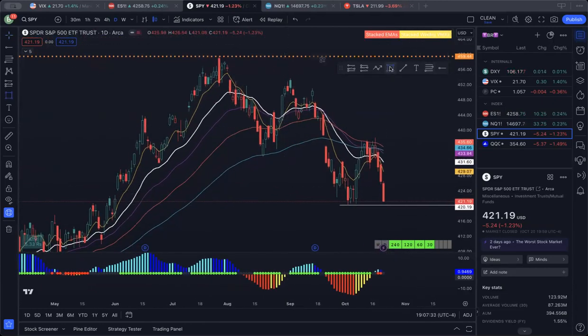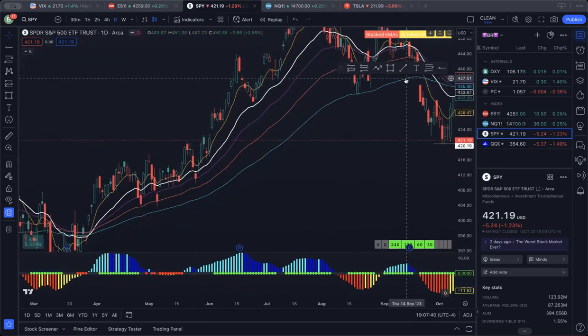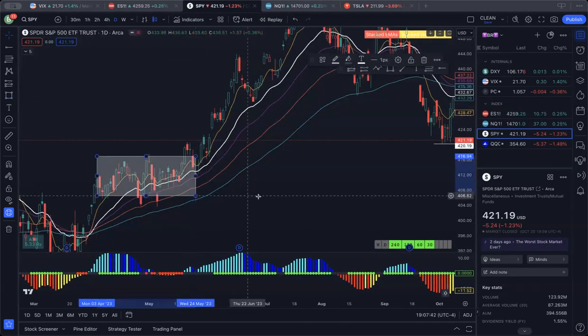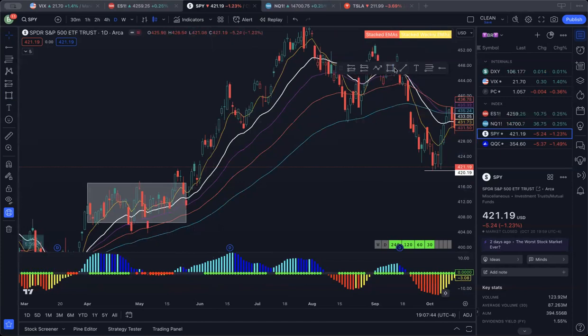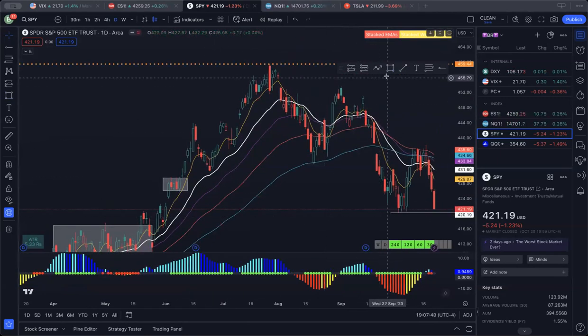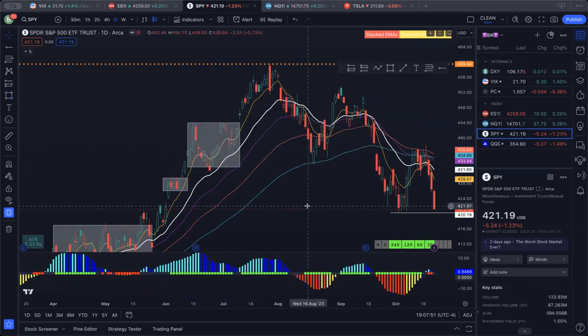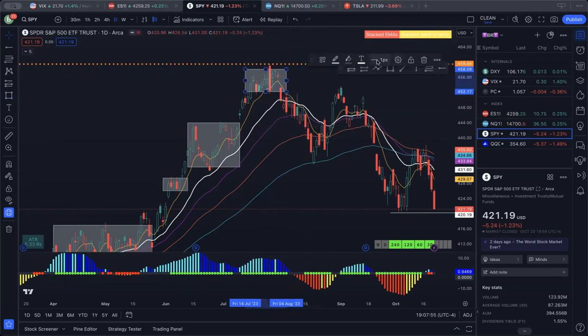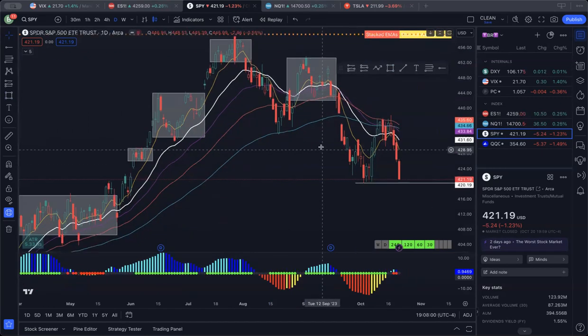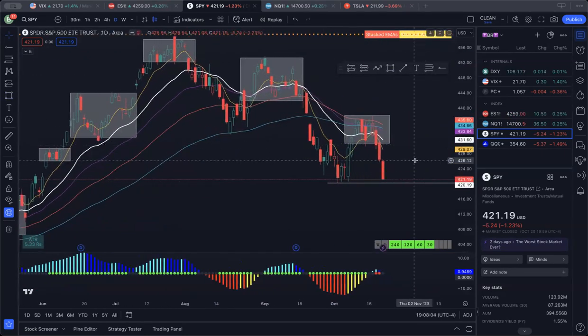But so what we're looking at is, you can see the same thing happens over and over and over again. So consolidation, impulse move, smaller consolidation, impulse move, consolidation, impulse move, consolidation, impulse move, consolidation, impulse move. And what do you know? We had a consolidation and then an impulse move.